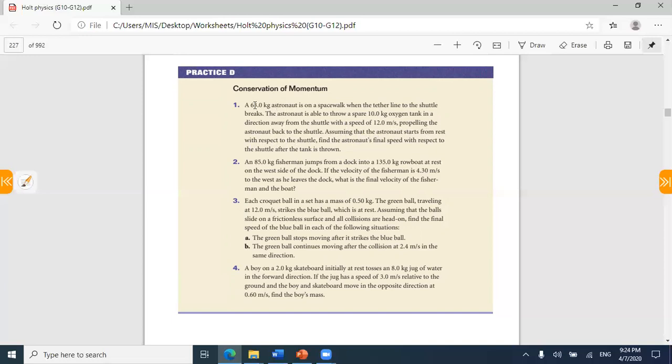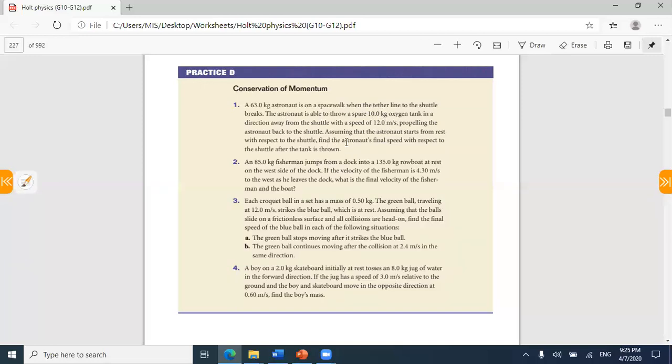Let me come back. M1 is 63 kilogram, M2 is 10 kilogram, everything initially is 0. So I have to use minus M1 V1 final equals M2 V2 final. But here what is given is V2 final. Why? The tank is going away with a speed of 12 meters per second, and we call the tank, the 10 kilogram, M2. So since the tank is M2, this is V2 final. Before throwing, everything was 0. After throwing, the speed of the tank, which is M2, is going to be 12 meters per second. So this is going to be V2 final.